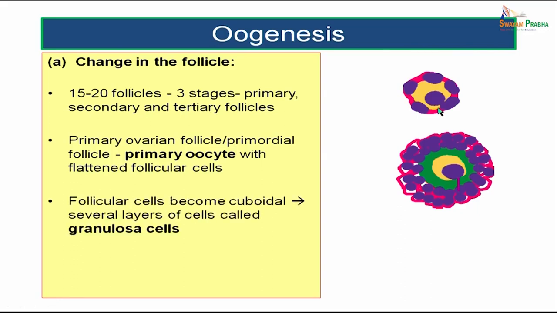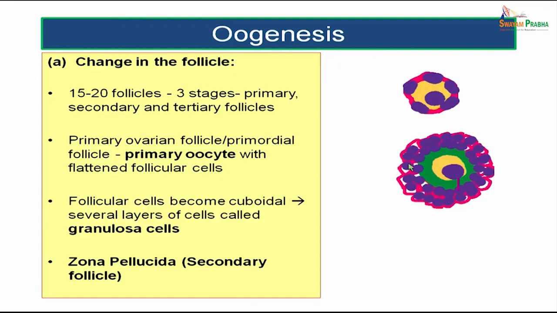Now what happens next? The follicular cells will become cuboidal, because in the primary ovarian follicle we just had a single layer of flattened cells. These cells will now become cuboidal and they will multiply into several layers. Now we call these layers granulosa cells. We can also see that there is another layer formed just around the oocyte, the green colored region. This is known as zona pellucida.